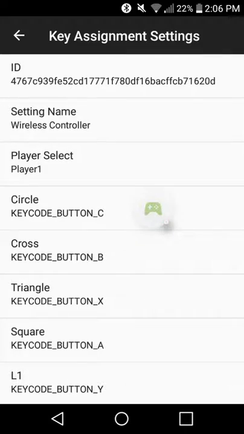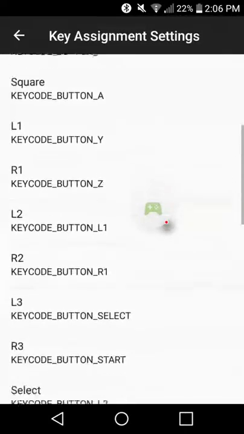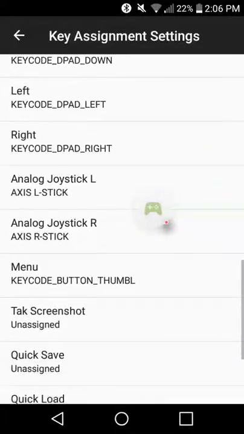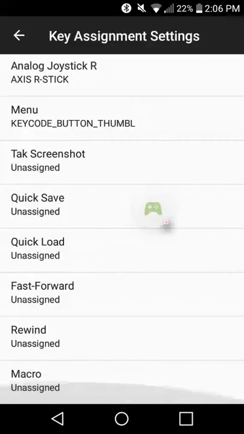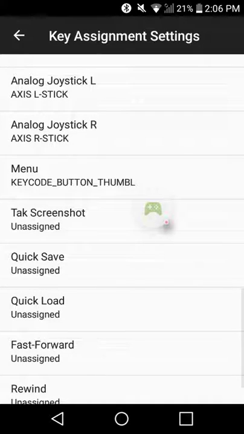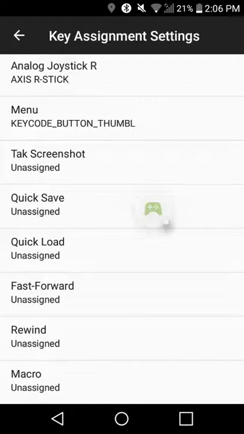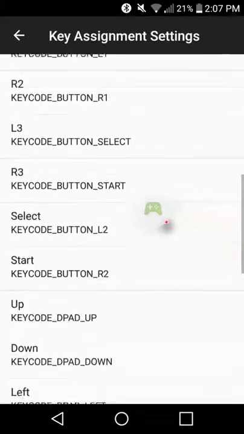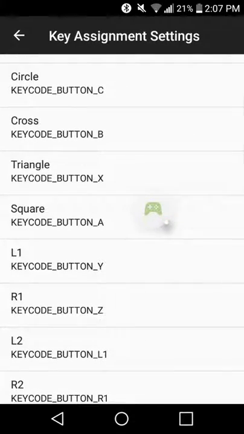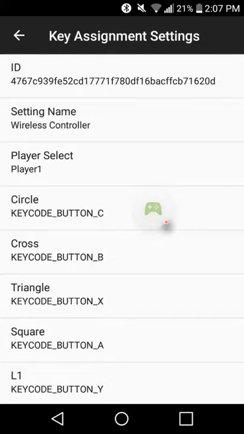Edit. CCS. Analog. Joystick. R. This is PS1. That's why there's no analog. Why? Why? No idea. No idea.